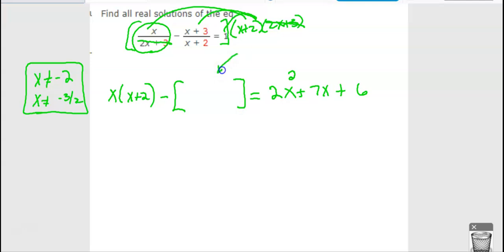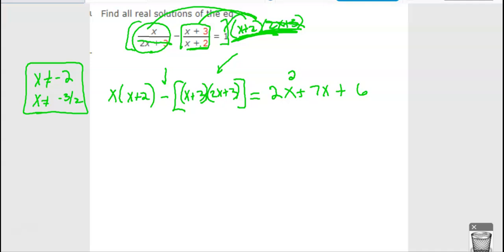A common mistake happens because of that subtraction sign. You got to be careful on that. So here, when you multiply all of this by x plus 2, by this whole first fraction, the x plus 2's will cross out. And then you have x plus 3 times 2x plus 3. Again, make sure you study that step because that's a very important step, what I just did.